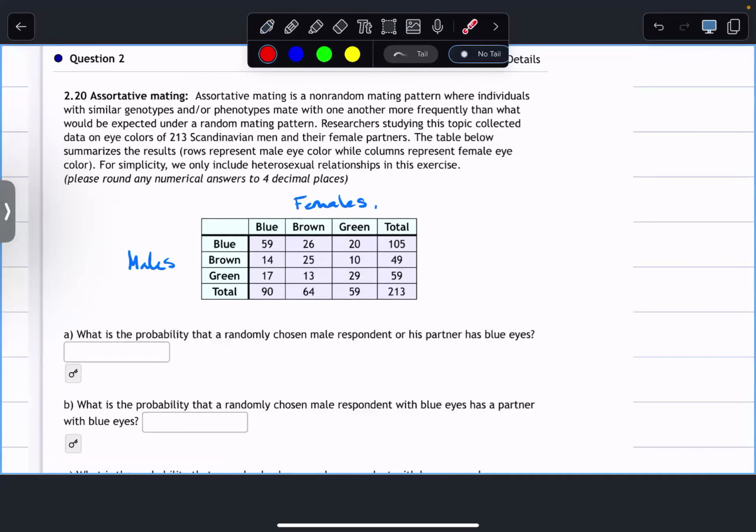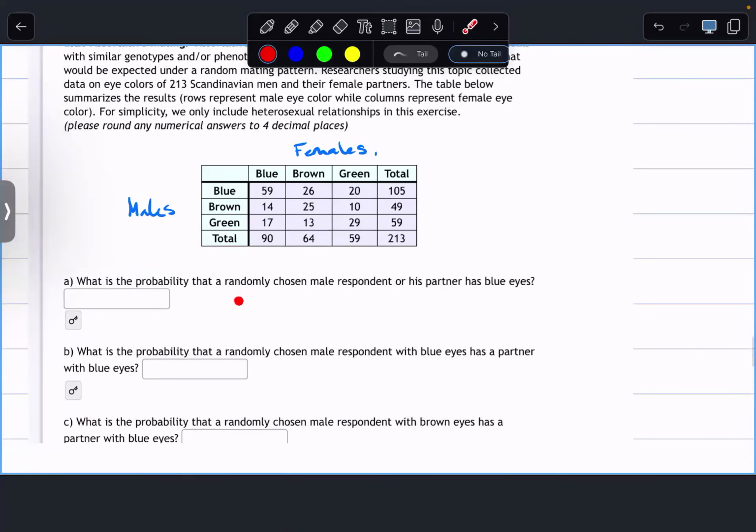Okay. This is similar to the table one that's on the test, right? So it might be nice. You've got the totals. These are just the counts. Sometimes we use the proportions, but they behave the same way. What's the probability that a randomly chosen male respondent or his partner has blue eyes? Now we can convert these into probability statements, which would look like what?